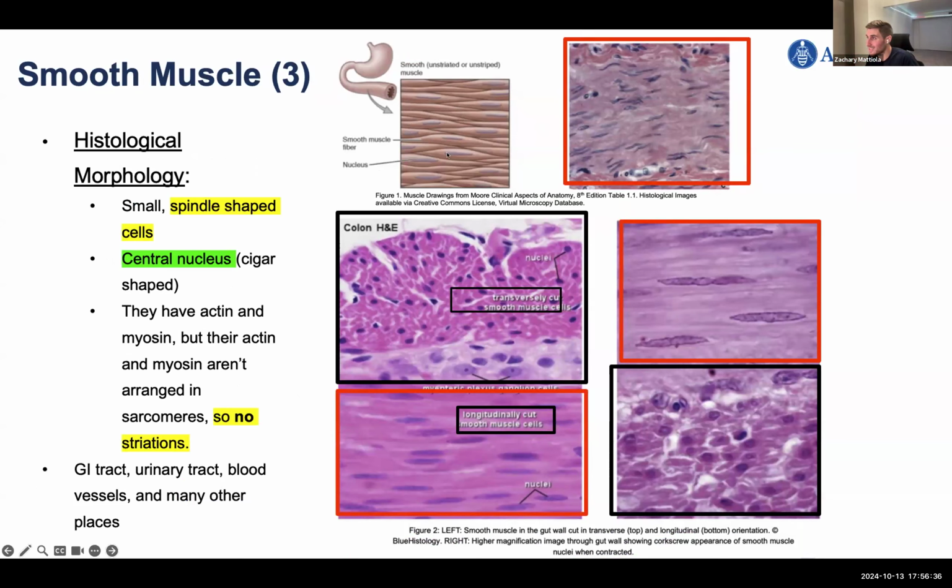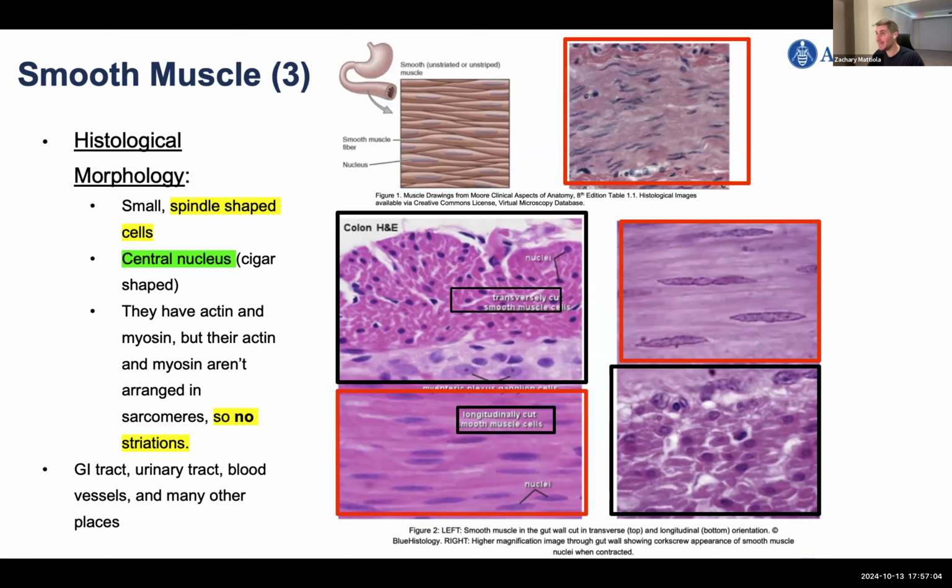Their nucleus is centered in the cell, just like cardiac muscle, and it kind of looks like a cigar. And they're also spiraled, as you can see, they look twisted a little bit. Okay, they have actin and myosin, thin filaments and thick filaments, because they're muscle cells. They need to contract, but their actin and myosin aren't arranged in sarcomeres, so they don't have any striations.